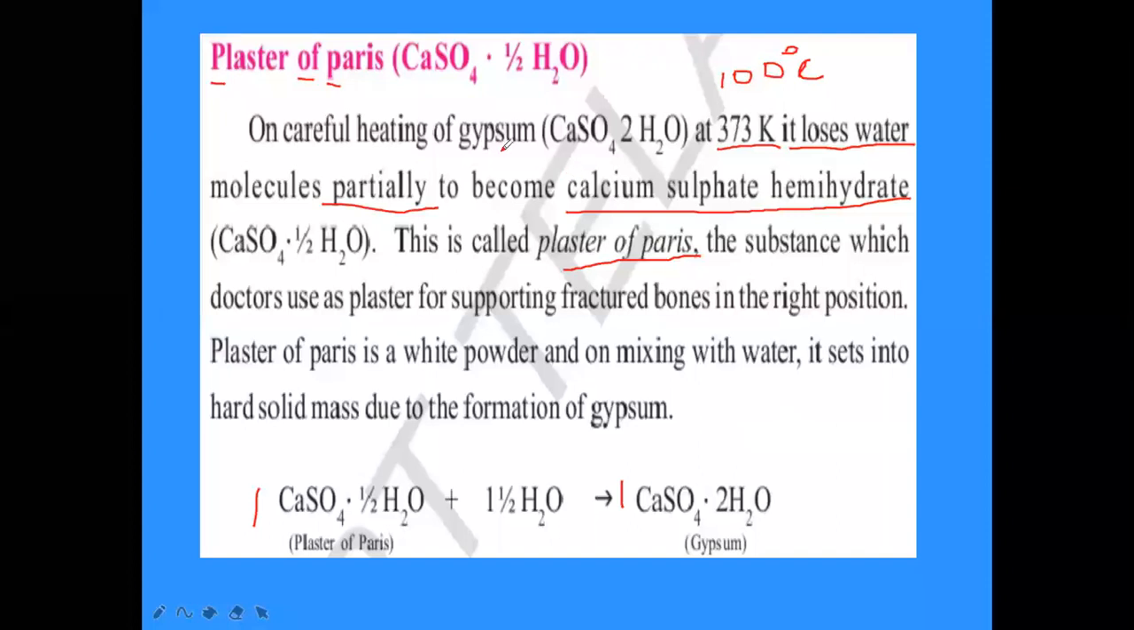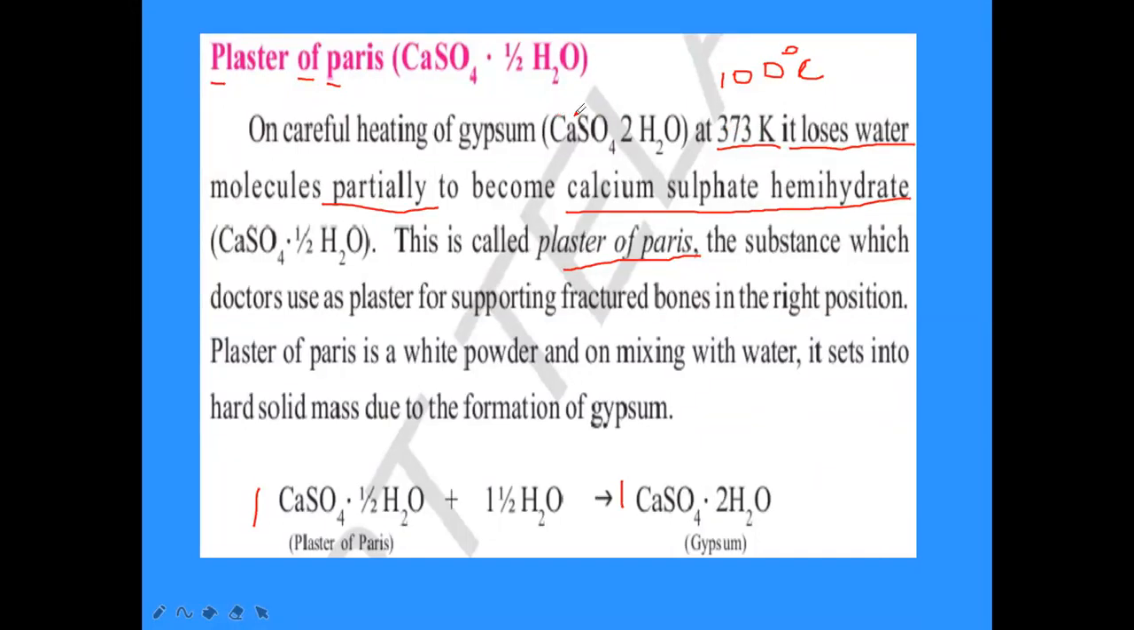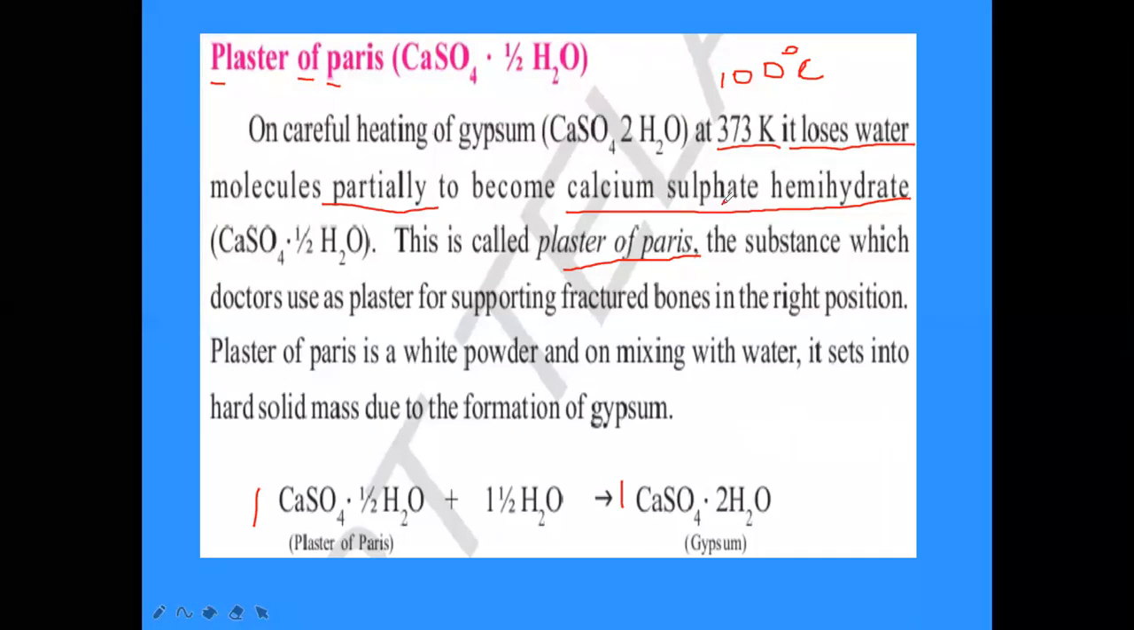And now listen here. How do we get plaster of Paris? Tell me. At 373 Kelvin, the gypsum will convert into calcium sulfate hemihydrate, that is plaster of Paris, on heating. Now if you heat the gypsum above 100 degrees Celsius, it becomes plaster of Paris, which cannot absorb water like this. Actually, plaster of Paris is able to absorb water and become gypsum generally.